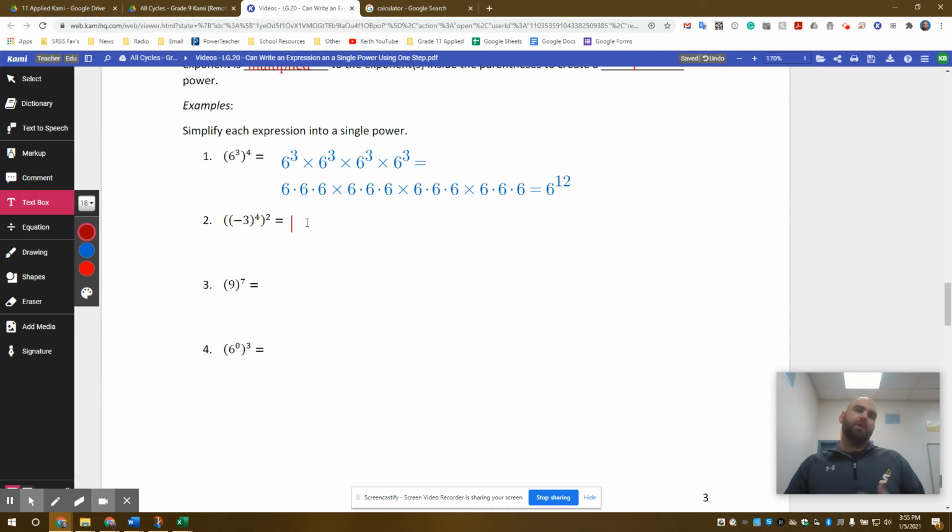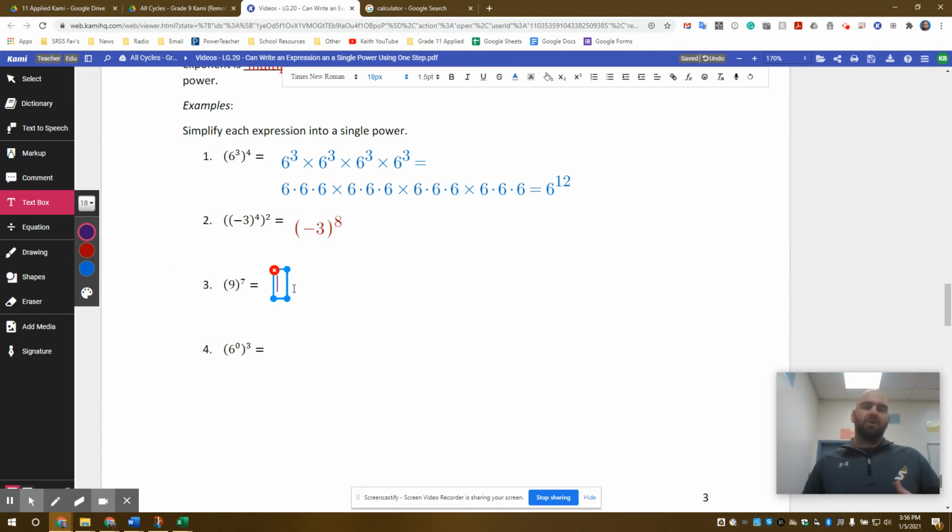Okay, let's try another one here. Here we have a base power of -3 to the power of 4 raised to the power of 2. Well, because our base is a power, the base of that is -3. So we're going to take -3 and raise it to a certain power. That power is the exponent on the outside multiplied by the exponent on the inside. 2 times 4 is 8. And so -3 to the power of 4 raised to the power of 2 is the same as -3 to the power of 8, because we multiply those two exponents together.